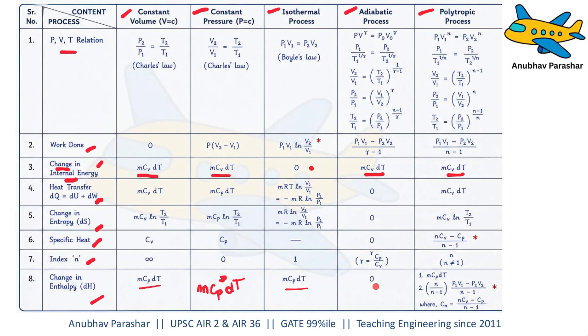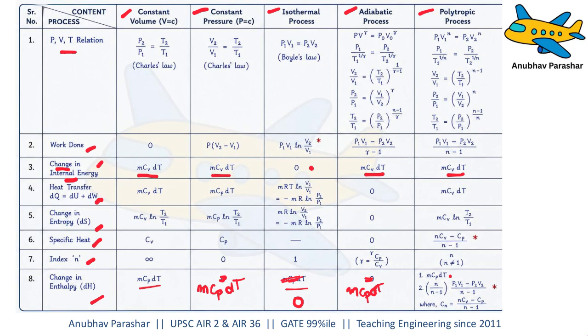And it is mCp dt for all the processes except for isothermal. So there was a small mistake here. I'll correct it here. Right, for the adiabatic process, it is mCp dt, and for the isothermal process it is going to be 0. Because this was typed and I made a mistake in typing, but okay, I hope you have understood.